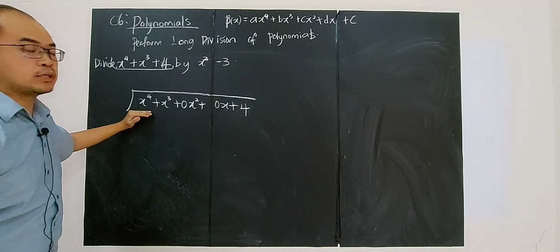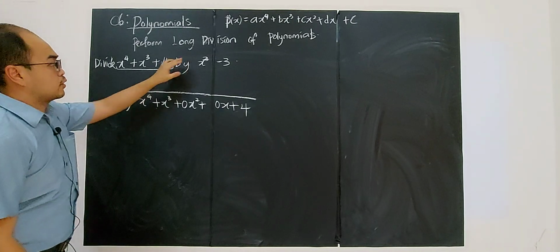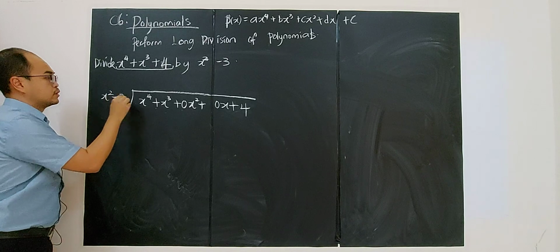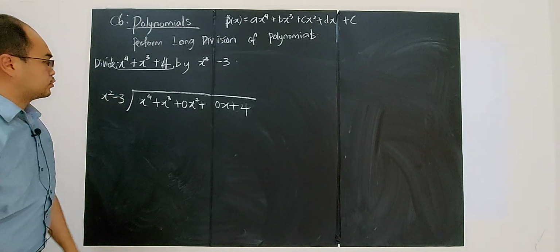And it will help you in your long division. So x squared minus 3 is okay. You just write there x squared minus 3, right? So we can start the long division now here.